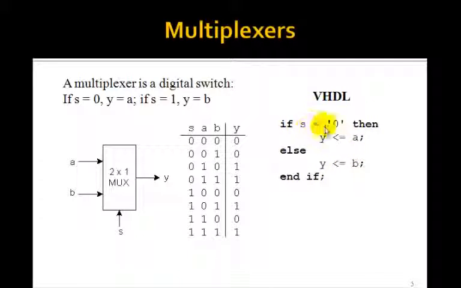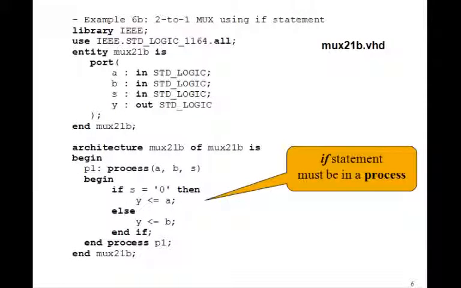We write if S equals 0, single bits have to have single quotes around them. These are literals. So if S equals 0, then, the word then is here, then Y gets assigned A with a semicolon, else Y gets assigned B, and then end if. Note that end if is 2 separate words followed by a semicolon. So that's the VHDL if statement. Let's see how we put it in a program.